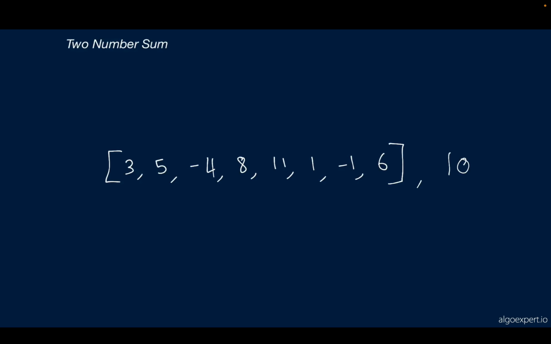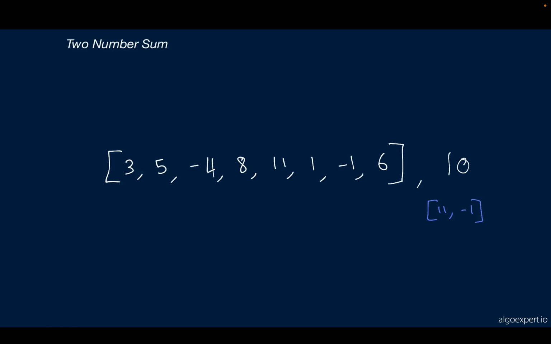So in this example, we've got the numbers 3, 5, -4, 8, 11, 1, -1, 6. And we've got the target sum 10. We want to find if there's a pair of two numbers here that sum up to 10. And there is. We can have the numbers 11 and -1, which do indeed sum up to 10. 11 plus -1 is equal to 10.